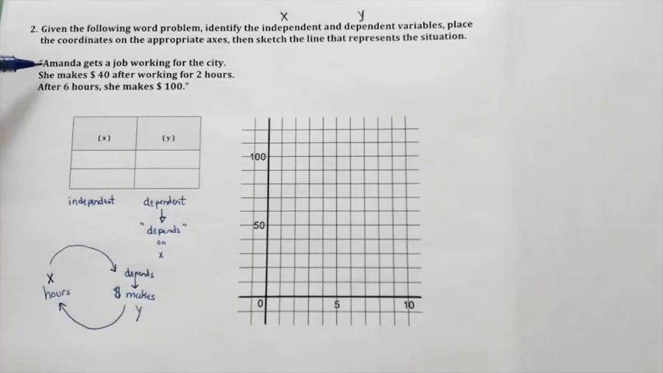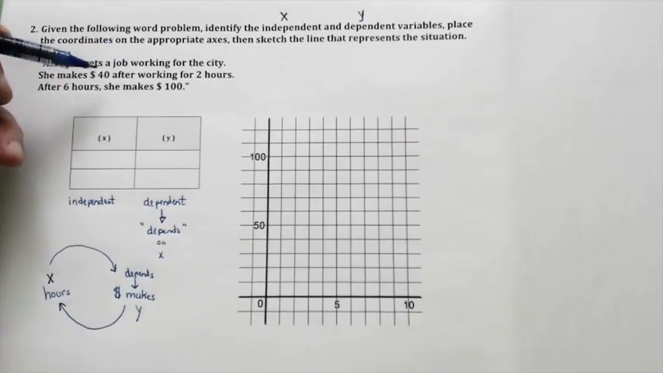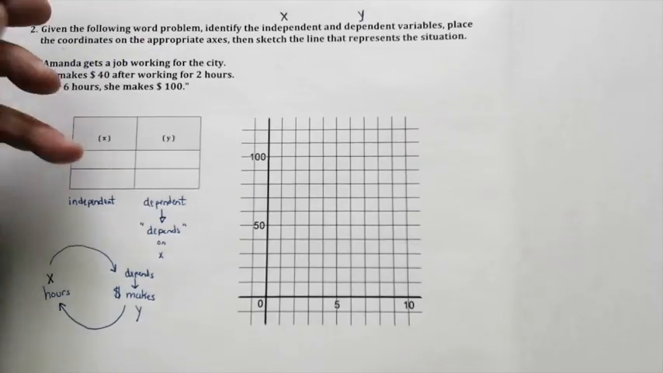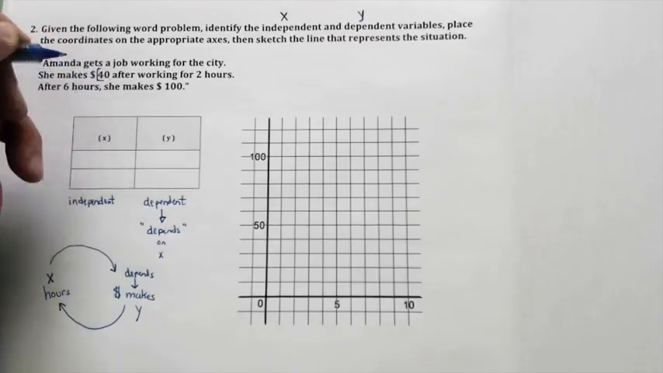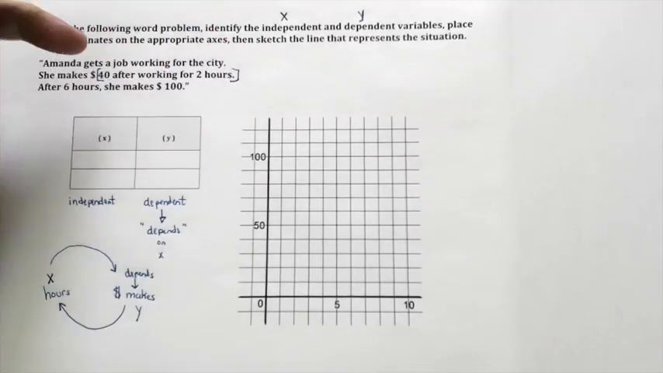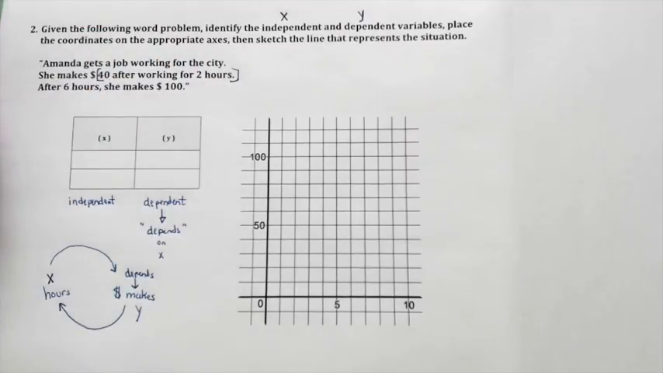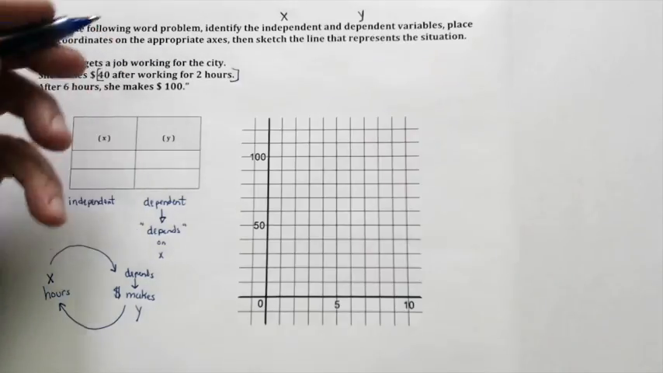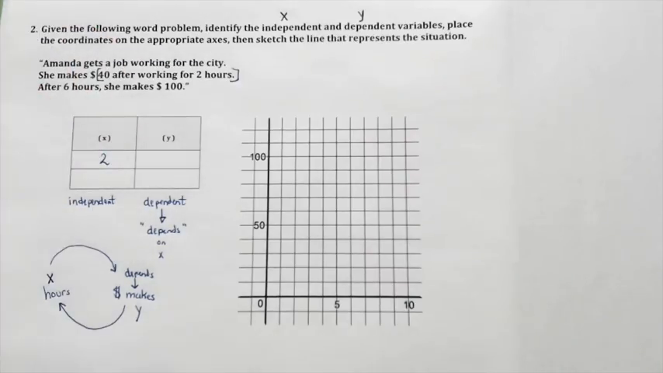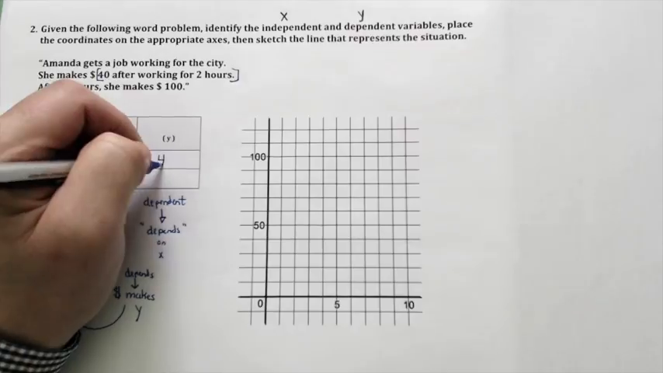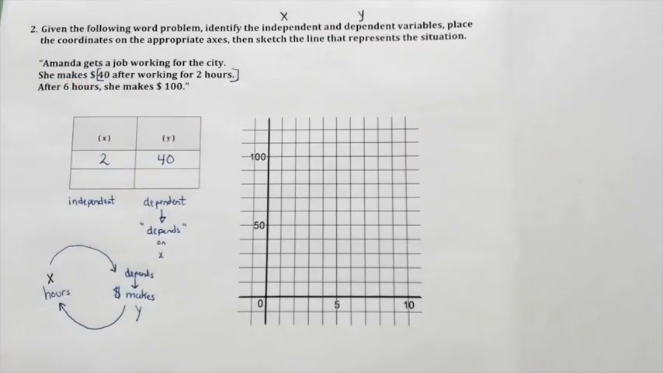So if I come back and look at the information, I've got Amanda gets a job working for the city, and she makes $40 after she works for 2 hours. So these two numbers are grouped together. $40 being made after working for 2 hours. So now you need to think about, okay, well, which one's which? Well, we knew that the X is the hour. So she worked 2 hours. In those 2 hours, she made $40.